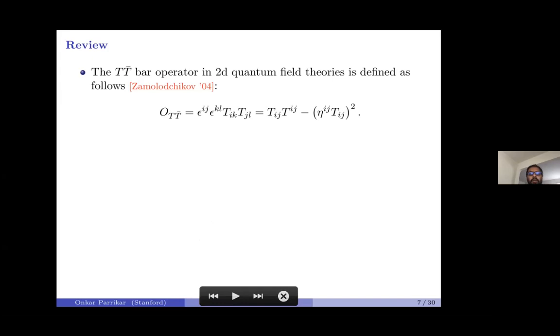with the review of T-Tbar. So the T-Tbar operator in 2D quantum field theories is defined as this particular combination. T here is the stress tensor.